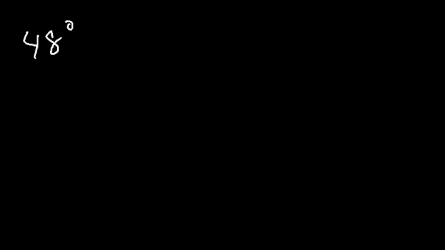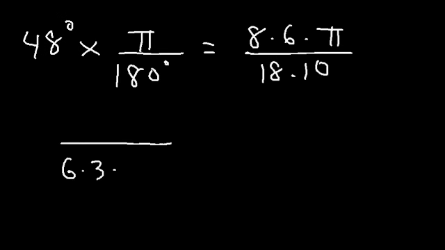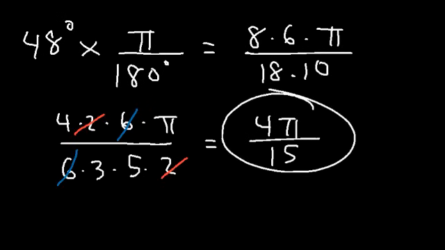So we have 48 degrees, and let's multiply it by pi divided by 180. So 48 is basically 8 times 6. And 180, we know it's 18 times 10. 18, we can break that into 6 times 3, and 10 is 5 times 2. 8 is 4 times 2, and we can cancel a 2, and we can get rid of a 6. So this is going to be 4 pi divided by 15. So this is the reference angle for the angle negative 11 pi over 15.